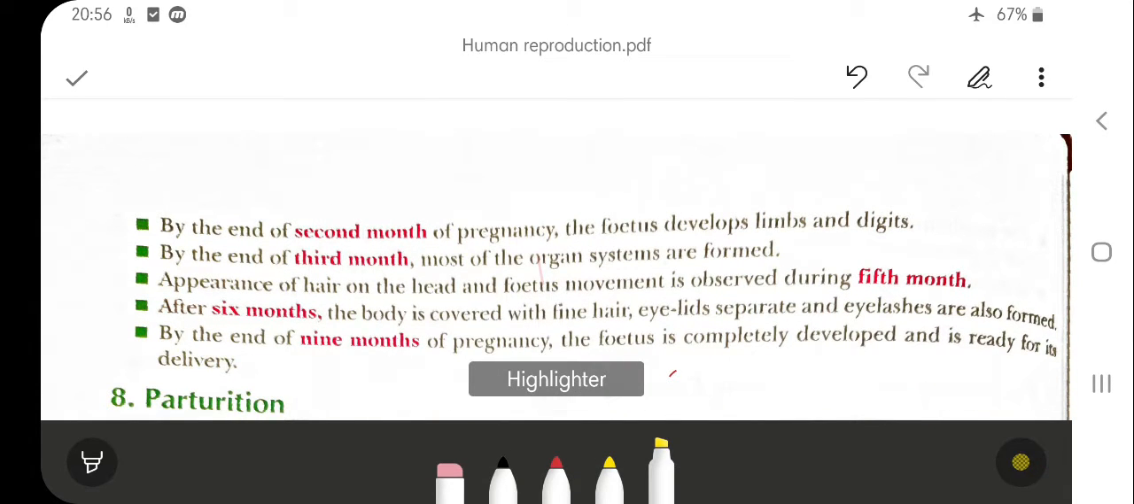By the end of the 2nd month of pregnancy, the fetus develops limbs and digits. So they have small limbs and digits.